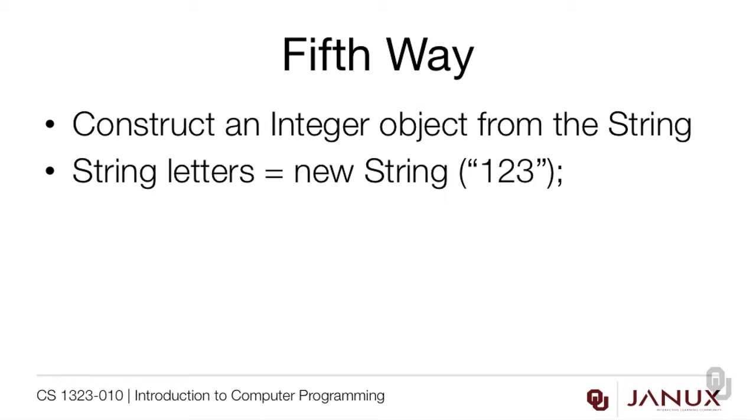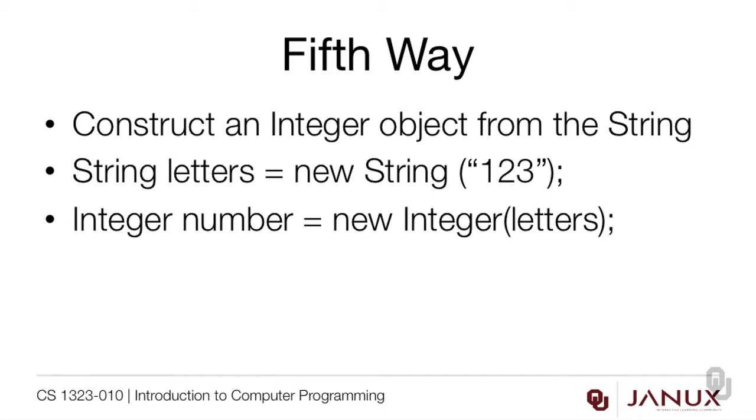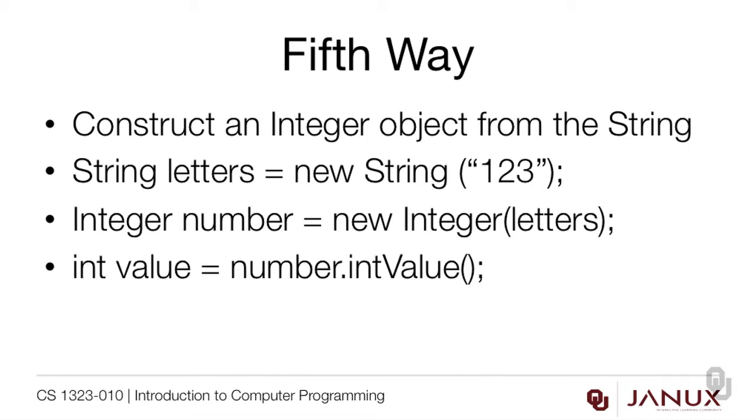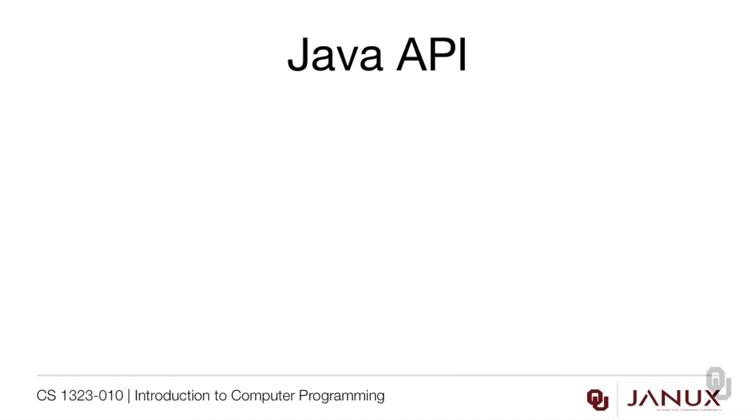We construct the Integer object from the string. So String letters equals new String, and then double quote 1, 2, 3. And here we're constructing the Integer object from the String object. Integer number equals new Integer of letters. We also could have put double quote 1, 2, 3 double quote there instead of the reference to letters. That would have been fine too. And then we'll do intValue is number.intValue. So there is our fifth way to solve this problem.